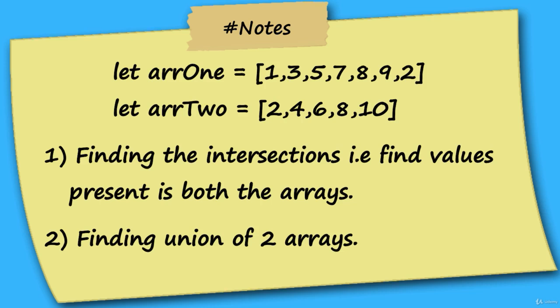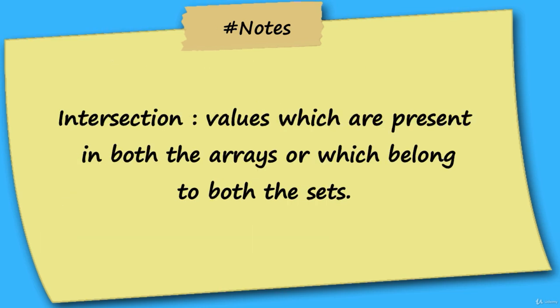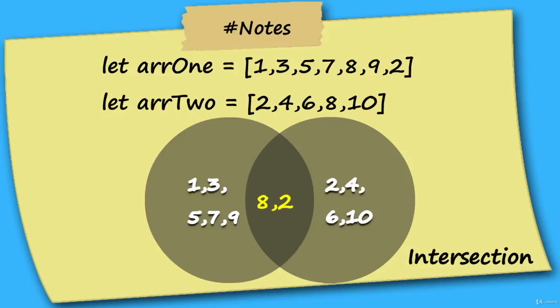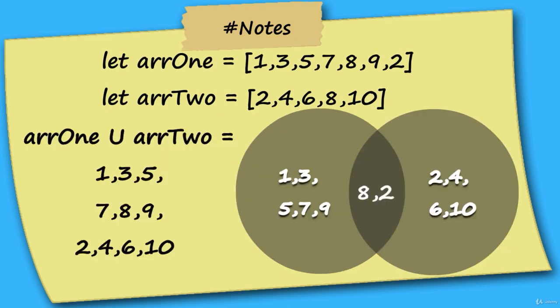And the second part of this exercise is finding the union of two arrays. Now when I say intersection, that means values which are present in both the arrays. So in this case it will be 8 and 2, which are present in both the arrays. So that is the intersection. And if I say union, that means it's about all these elements, that is 1, 3, 5, 2, 7, 8, 9 and 10 of course. But in case of union, it should not repeat the value. That means 8 and 2 should not come multiple times.